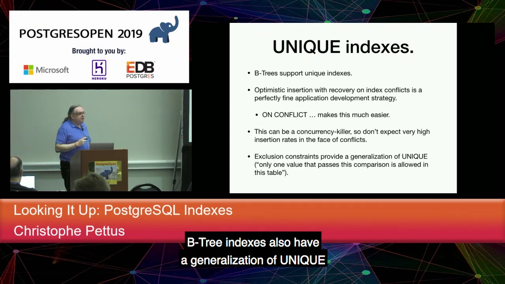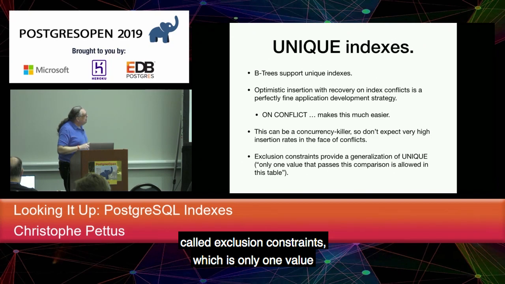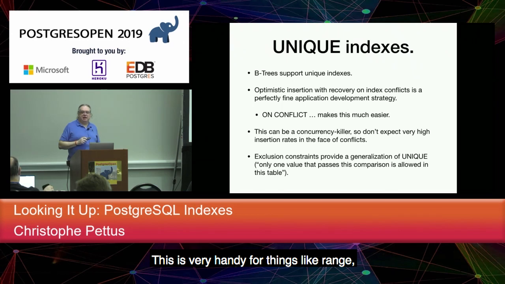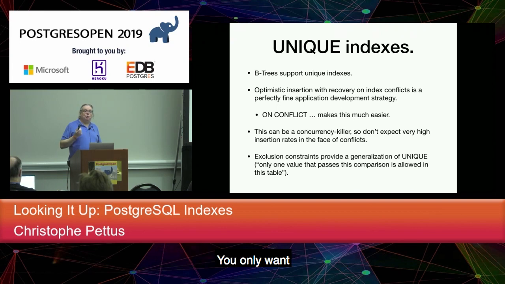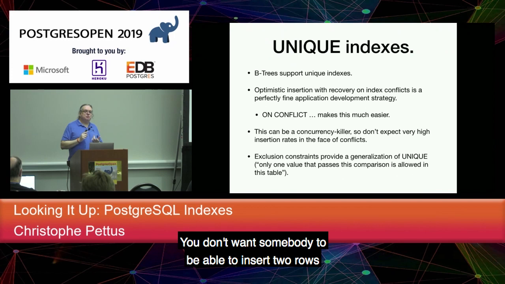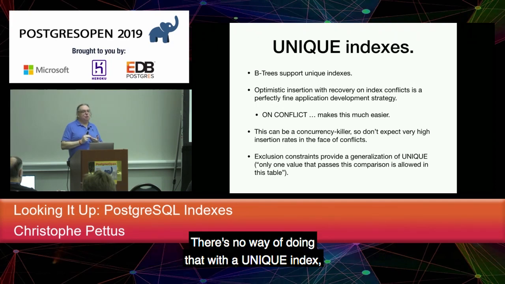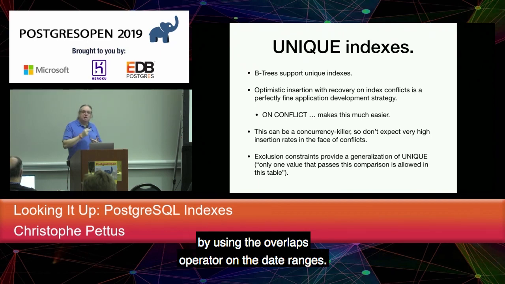B-tree indexes also have a generalization of unique called exclusion constraints, which says only one value that passes this comparison is allowed in this table. This is very handy for things like the hotel room reservation problem. You only want one row. You don't want somebody to be able to insert two rows into a table where they both have the same room number and they have overlapping date ranges. There's no way of doing that with a unique index, but you can do it with an exclusion constraint by using the overlaps operator on the date ranges. That's very nice.